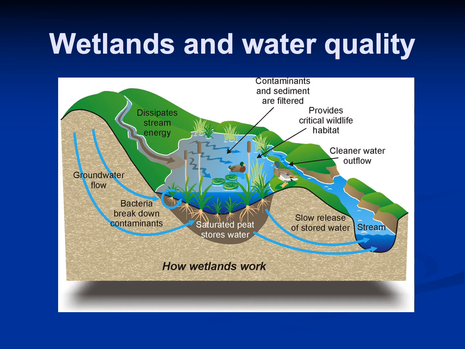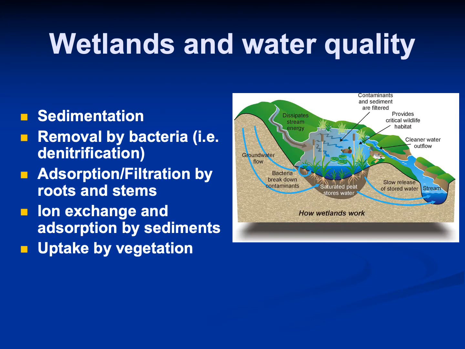While not all functions may be present in all wetlands, wetlands can work to improve water quality through multiple mechanisms, as summarized in this illustration. These processes include sedimentation, removal by bacteria, adsorption and filtration by roots and stems, ion exchange and absorption by sediments, and uptake by vegetation.